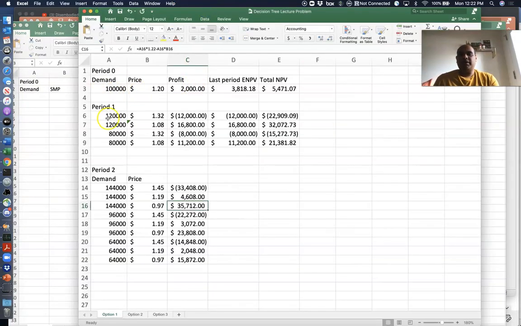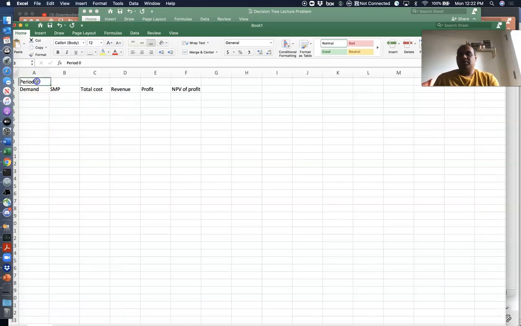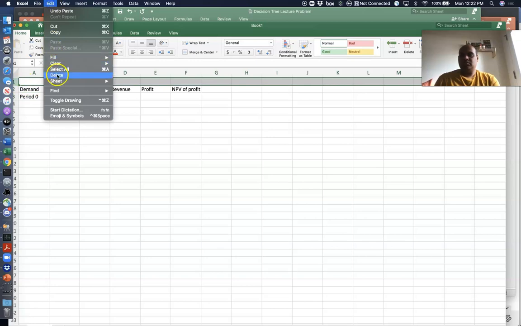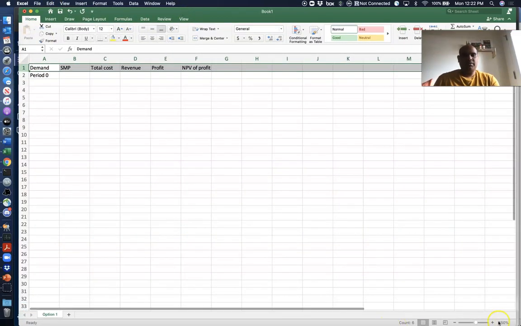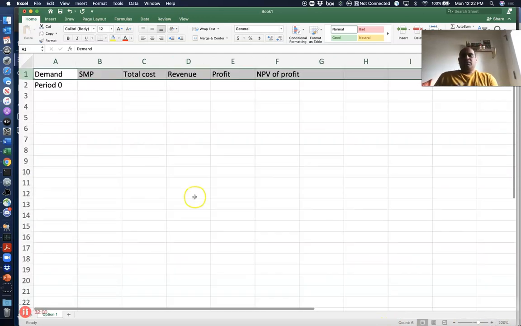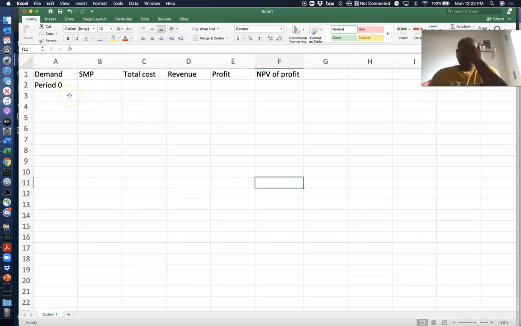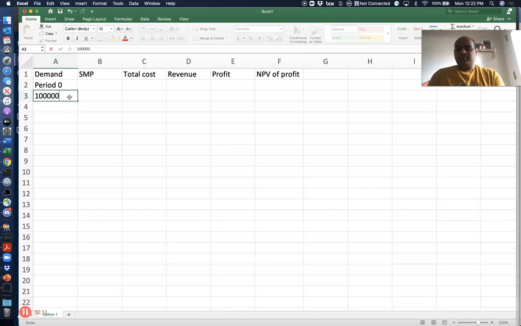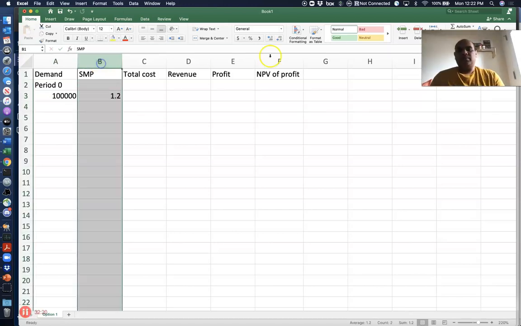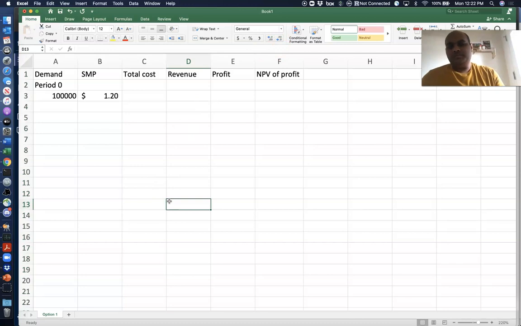Where's my other one? I just like to get the headings. Okay. Let me make this bigger. Okay. So for period 0, demand is 100,000 and spot market price is $1.20. Let me see, does this work? Yeah, it does work. Good. Spot market price is $1.20.